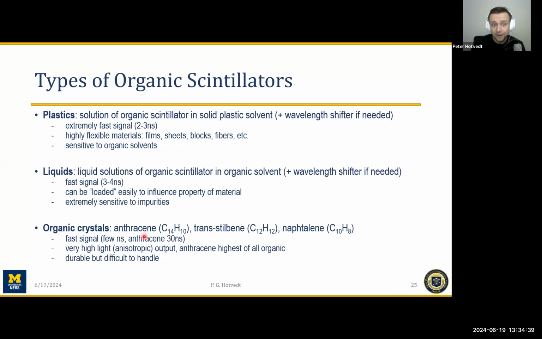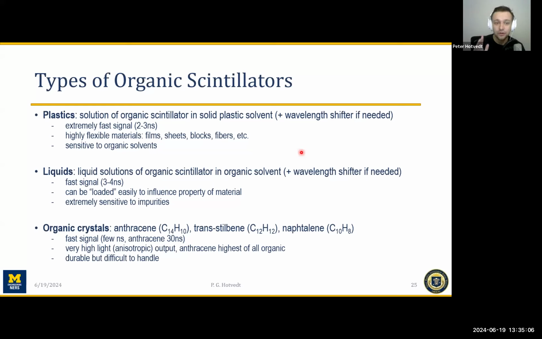So we have various types of organic scintillators. We have these plastic scintillators, which are a solution of an organic scintillator in a plastic solvent. And these create very fast signals and are very flexible. They can be made into films, sheets, blocks, fibers. These are very easily scaled materials. They're easy to manufacture, they're easy to produce, they are plastics.